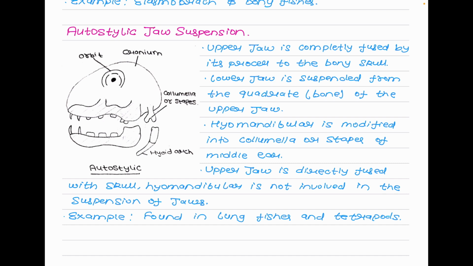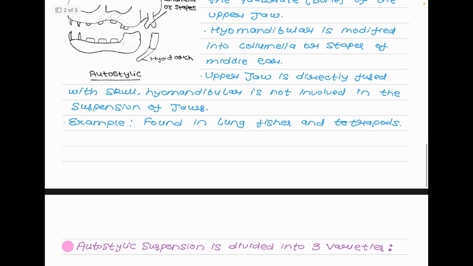Next is Autostylic Jaw Suspension. The upper jaw is completely fused with the cranium. The lower jaw is suspended from the quadrate bones of the upper jaw. The hyomandibular is no longer involved in the jaw suspension. It gets modified into the columella or stapes of the middle ear. This type represents a major evolutionary shift from jaw support to sound transmission, and this is found in lungfishes and tetrapods.